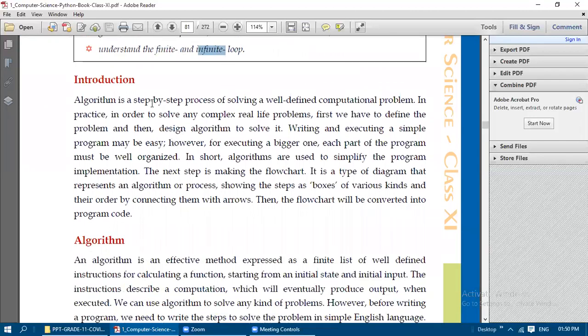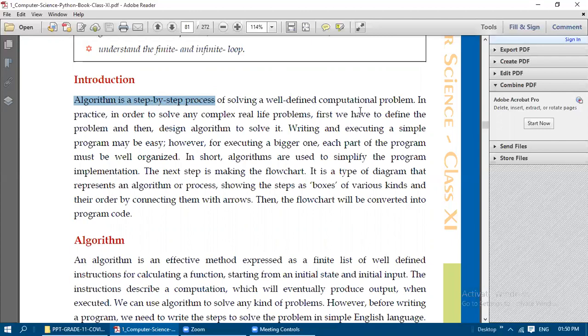Let me move on to the first topic, that is introduction. What is meant by algorithm? Algorithm is a step-by-step process of solving a well-defined computational problem. So one defined problem will already be there. That means we will know the set of inputs and the logic, and we need to find the solution for that given problem. The well-defined problem we are going to solve by using a step-by-step process is known as an algorithm.